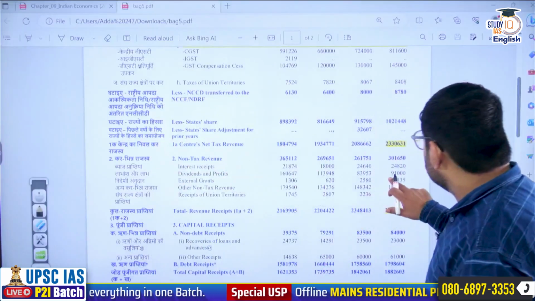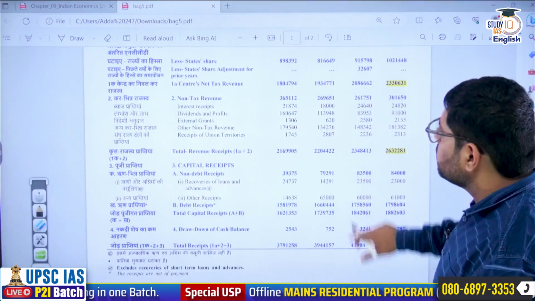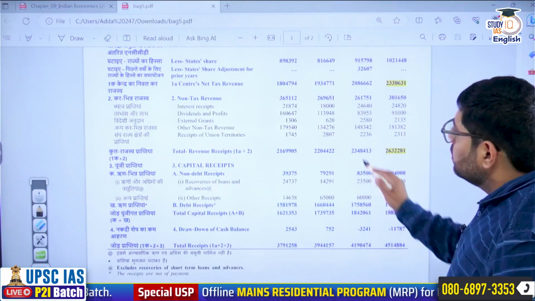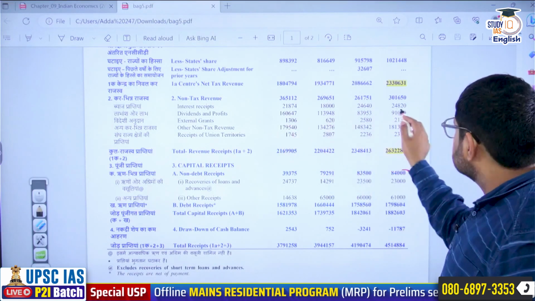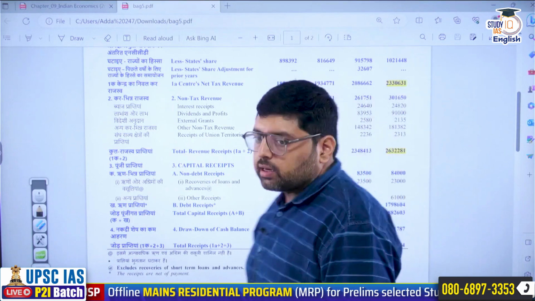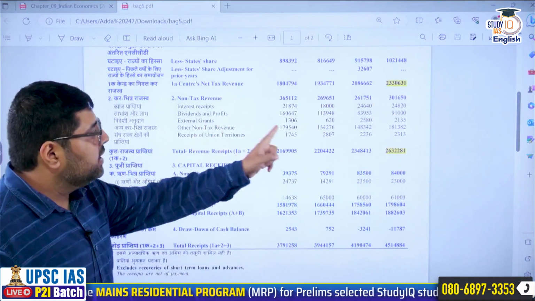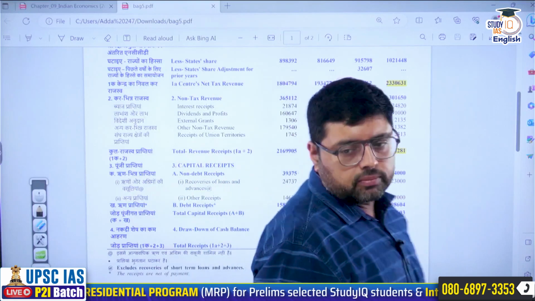Now under that, we have further bifurcation. From interest received, the government is receiving around 24,000 crore in interest. Dividends and profit are around 91,000. Clear?